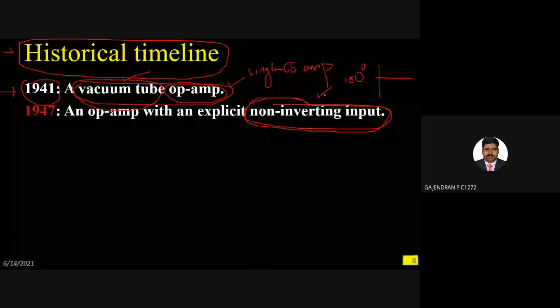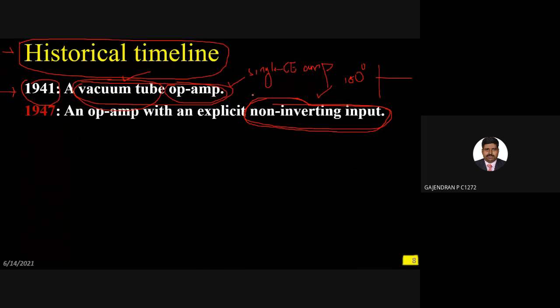Non-inverting means both input and output are in phase. How much phase shift will there be for non-inverting? Zero. Am I right? Both input and output will be in phase, 360 degrees.